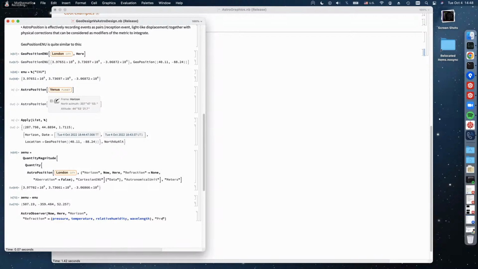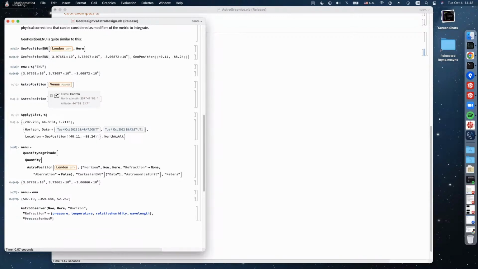If you're worried about refraction, for example, there's another one which is the precession nutation model. So these are all things that we need to know about the Earth. And again, it's not really a property of the observer. It's more the setup of the observation. Yeah. Well, maybe it's astro observation.